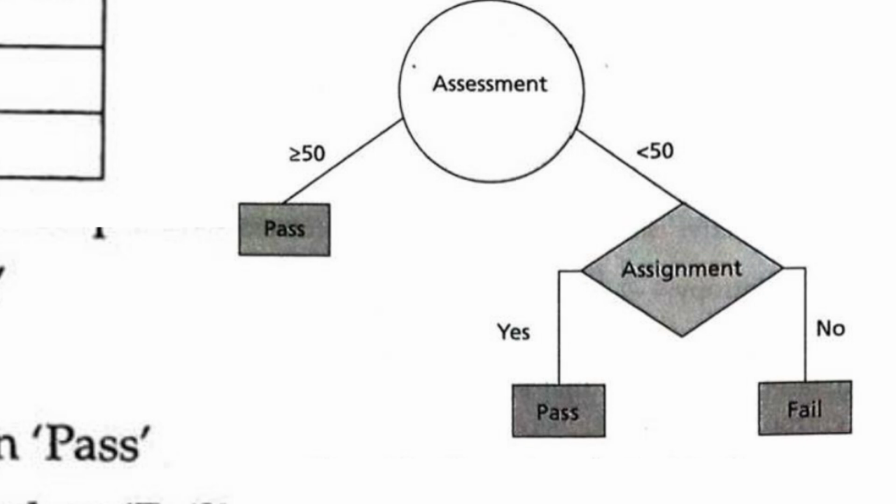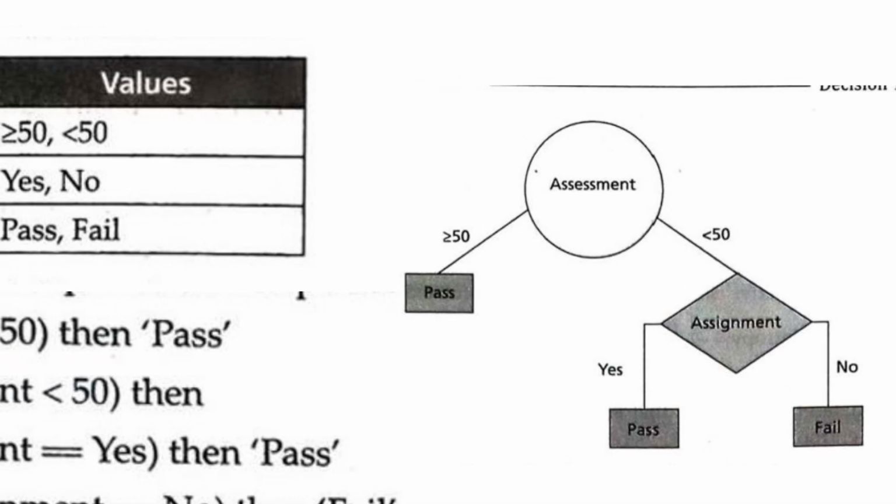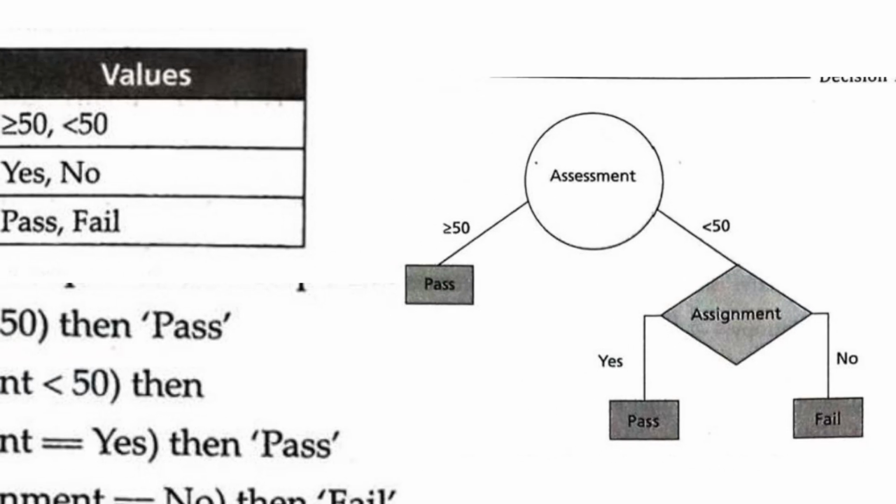So all the ingredients are there. There is a root node, assessment. There are three terminal nodes, pass or fail, and there is one decision node, assignment. There are two branches: assignment submitted yes or assignment submitted no, and assessment is more than 50 or less than 50. So for any given value, this tree can predict.